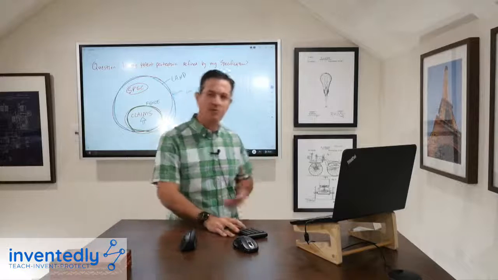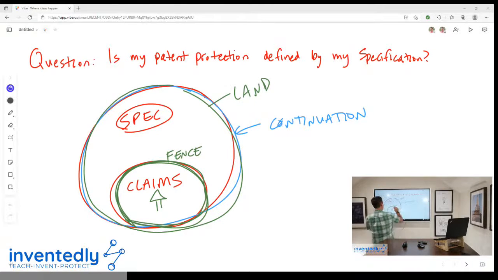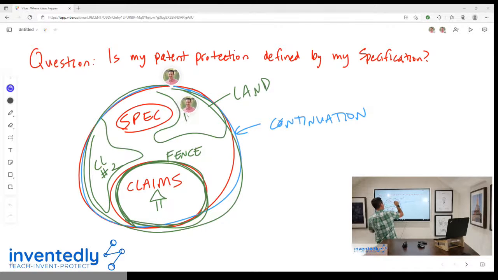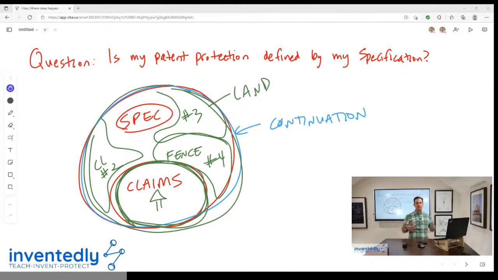And so continuation practice is all about, all right, if we have a first claim set here, perhaps we should have a claim set number 2 right here, looking at a different feature of what has actually been invented. And we could take another carve out right here and make that number 3. You can see here that what we're doing is essentially carving out different parts of the specification to focus on different aspects of the invention.